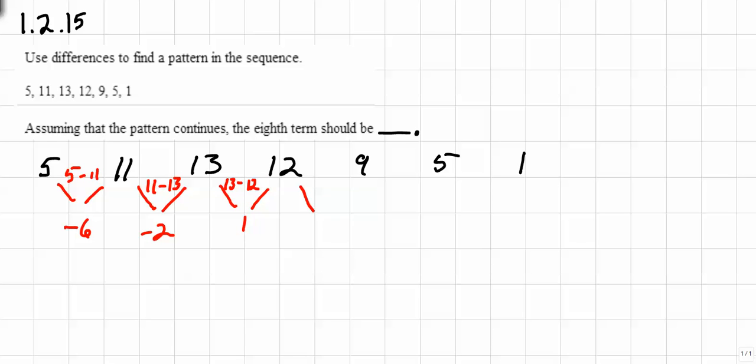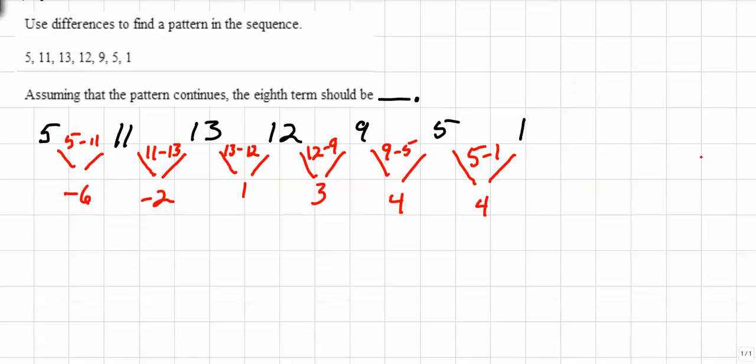And then we'll have 12 minus 9 here, and that'll give me 3. And then 9 minus 5 right here, and that will be 4. And then we'll have 5 minus 1, which will also be 4. Now what we're trying to do is get it so that all these numbers are exactly the same.